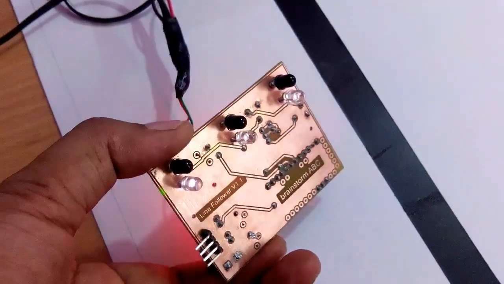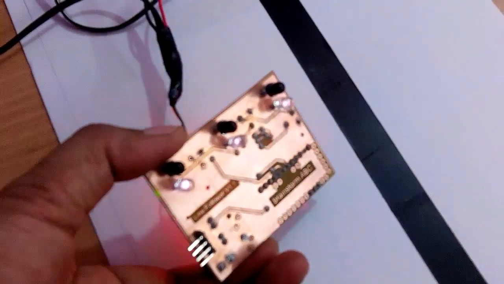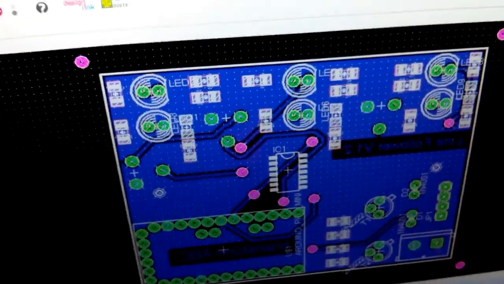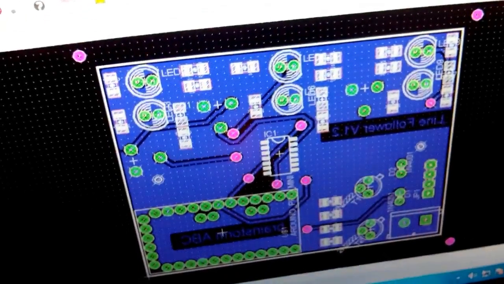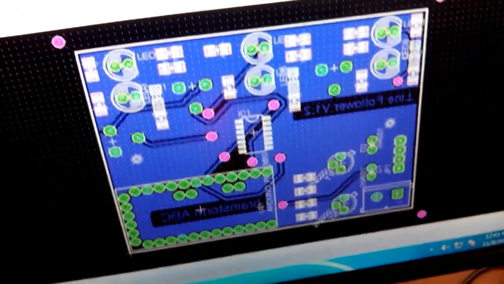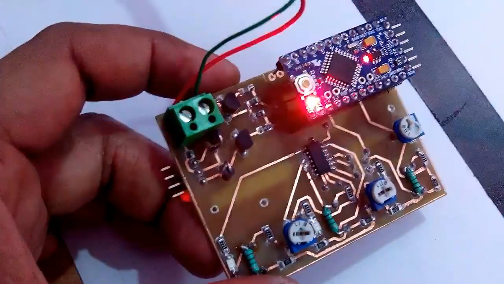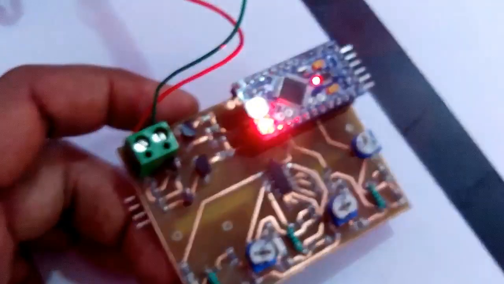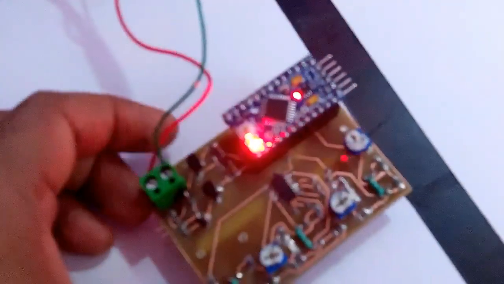Three infrared sensors are there on the bottom side, and also the Eagle PCB layout, and I have used mostly SMD components, and this is the Arduino microcontroller.